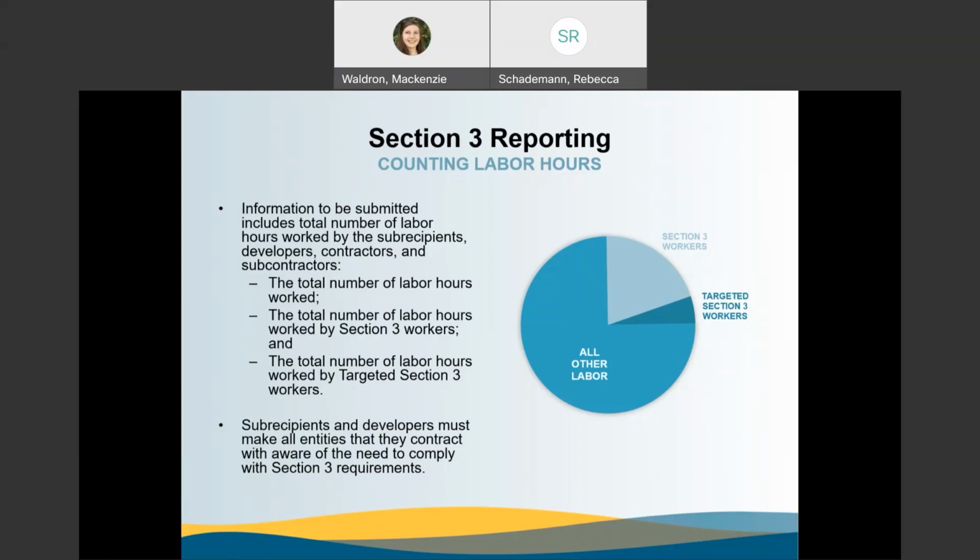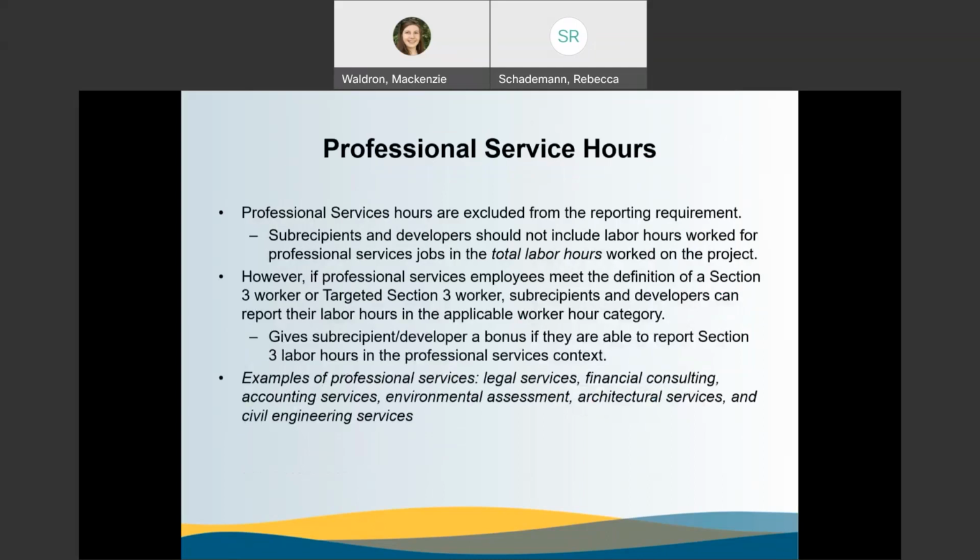Similarly, subrecipients and developers are responsible to make all entities that they contract with aware of the need to comply with Section 3 requirements. As discussed previously, professional service hours are excluded from the reporting requirement for Section 3 and targeted Section 3 workers because it is very difficult to recruit and hire eligible persons for these roles due to the higher wages and salaries earned for these types of jobs.